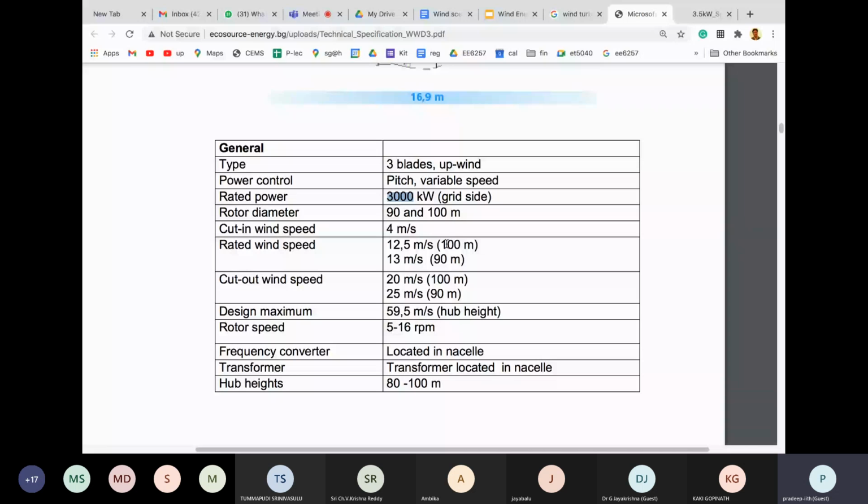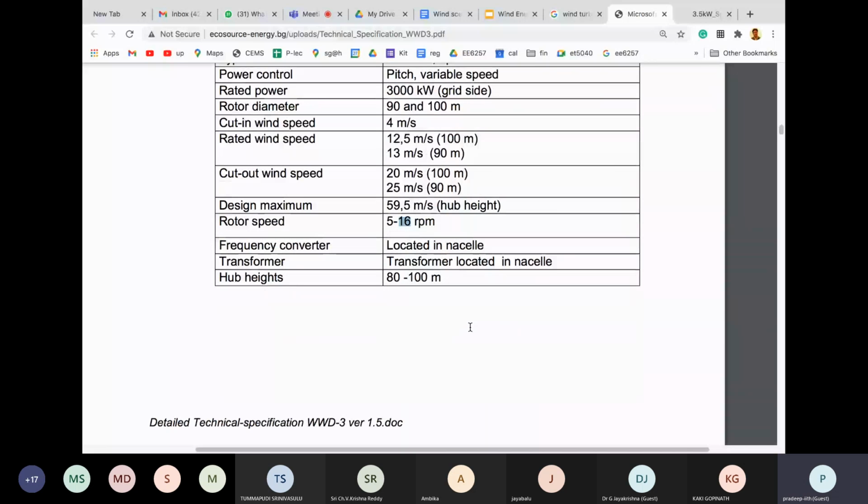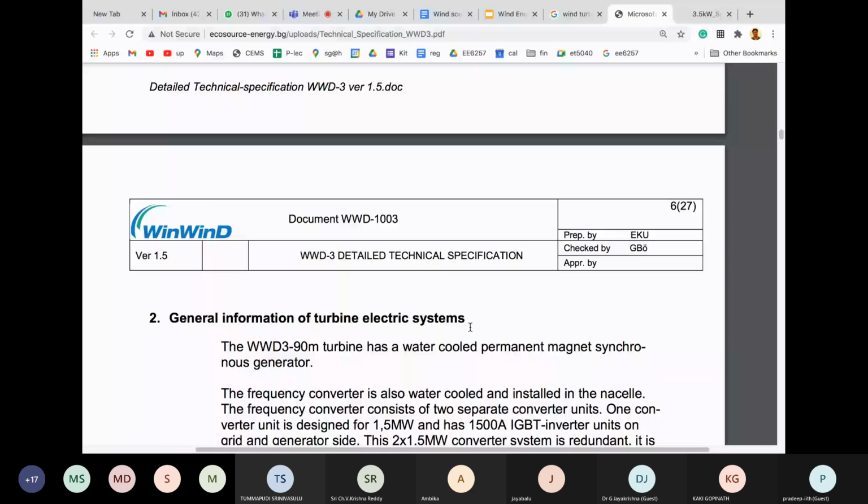So these are some of the details. It can come in 100 meters height or 90 meters height. If it is 100 meters height, then with 12.5 meters per second itself, it can generate the maximum power. Here rotor speed is 5 to 16 RPM. This 16 RPM means in 1 minute it will make 16 revolutions, which is quite slow because of its huge size. As the size increases, the rotor speed also decreases.